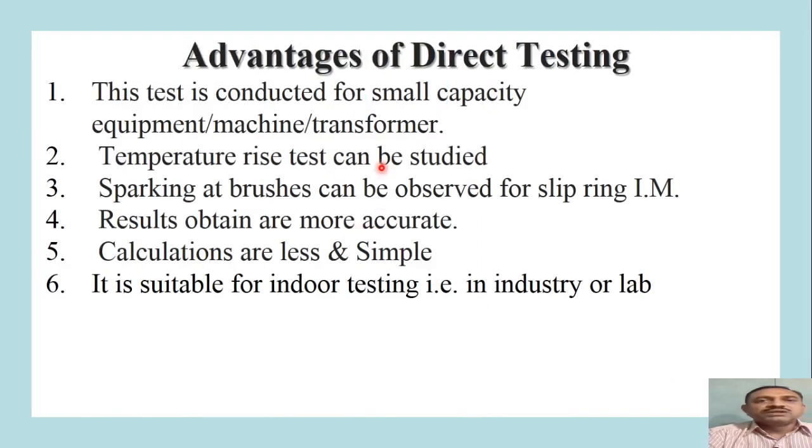So let us list the advantages of direct testing. The first basic advantage is that this is suitable for the small capacity equipment, machine, and transformer. As we are loading the machine directly, we can study the temperature rise, that is the increase in temperature of various parts of machine, which can be monitored with the help of various transducers or sensors. So temperature rise can be calculated. In case of the slip ring type induction motor, we can observe the sparking at the brushes. That is the advantage of direct testing.